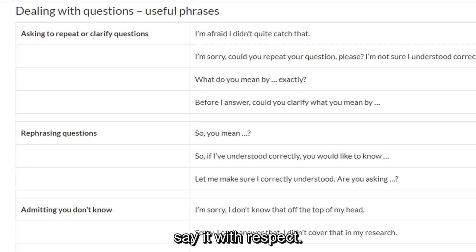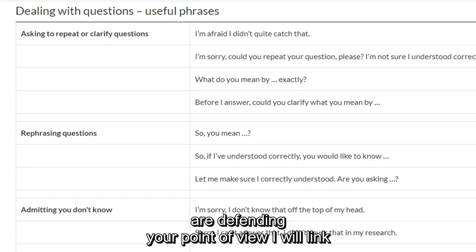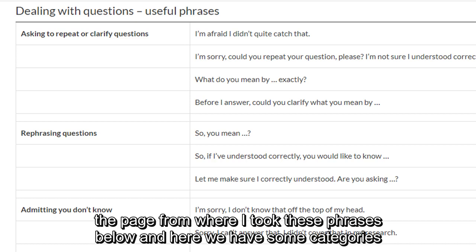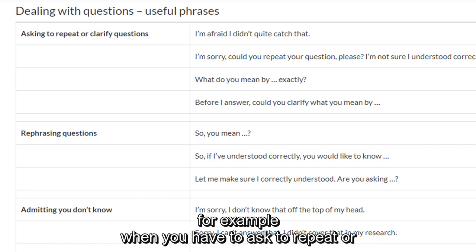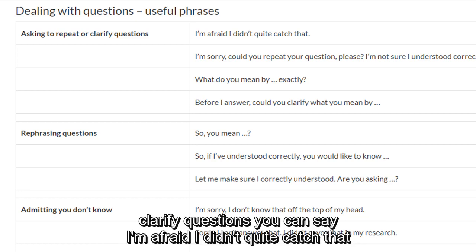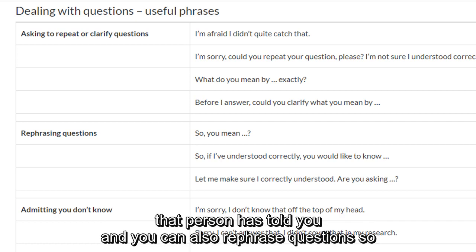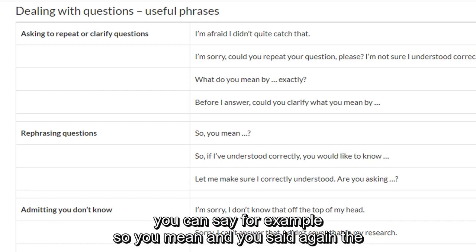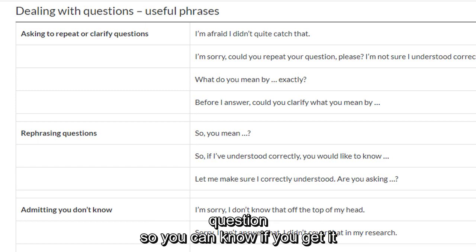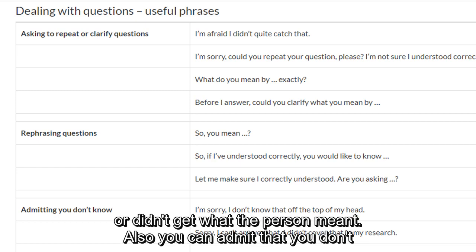Here are some useful phrases that you can use when you are defending your point of view. I will link the page from where I took these phrases below. And here we have some categories. For example, when you have to ask to repeat or clarify questions, you can say, I'm afraid I didn't quite catch that. What do you mean by, and you say what the person has told you. And you can also rephrase questions. So you can say, for example, so you mean, and you say the question again, so you can know if you got it or didn't get what the person meant.